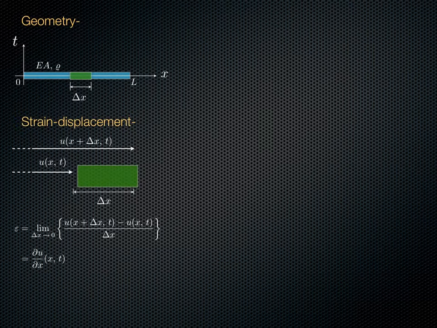So I'm going to first take a look at the relationship between the strain that this little chunk undergoes and the displacement field that causes that straining. If we're looking at the deformed shape of our little green segment, the left-hand side of our segment is going to displace along the x direction by a magnitude of u of x and t, and the right side will be displacing by a different amount in general, which is going to be marked by u of x plus delta x and t.